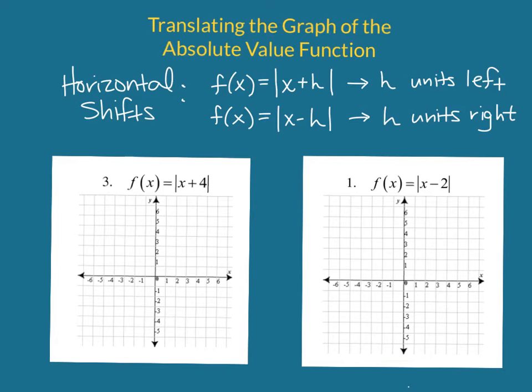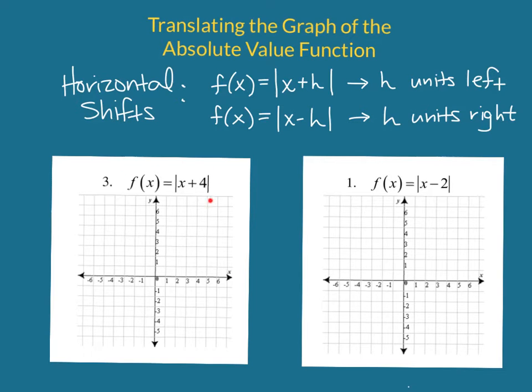Horizontal shifting just means shifting the graph of the parent function either left or right, and that is called a horizontal shift. If we have inside the absolute value x plus h, that actually means we're moving h units left. And if we have inside the absolute value bars x minus h, that actually means we're moving h units right. It does seem backwards from what you would think.